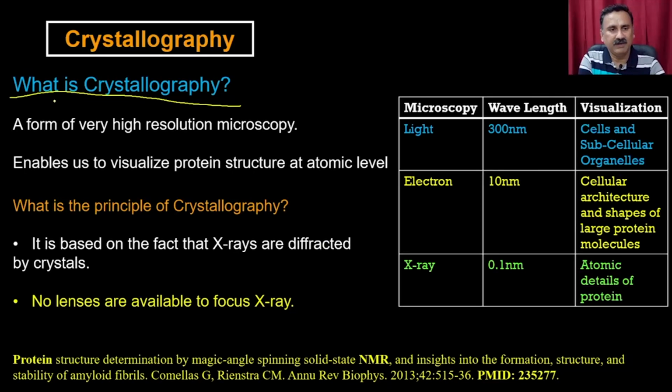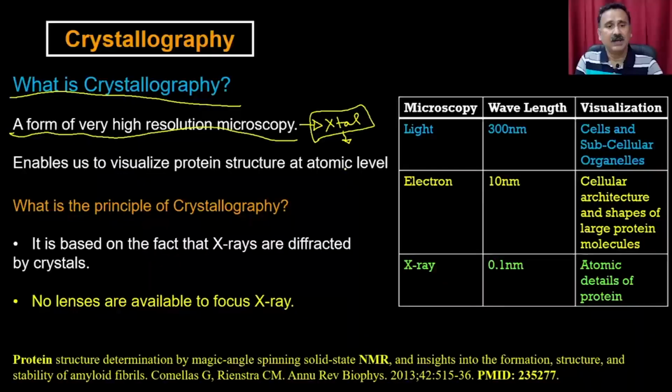So, what is X-ray crystallography? X-ray crystallography is a form of very high resolution microscopy, so that you can see the crystal and the protein structure inside. Just as we see slides under a normal light microscope, you can also see protein structures if you have the right tool, and that tool is X-ray crystallography. So, it is a very high resolution microscopy which enables you to see protein structures.